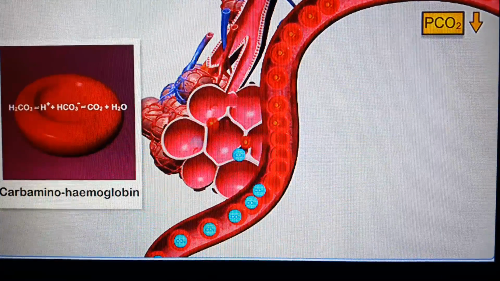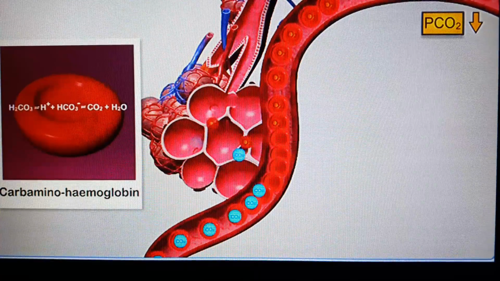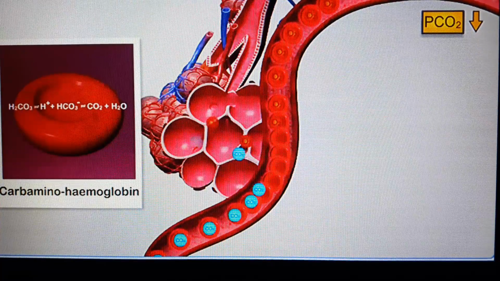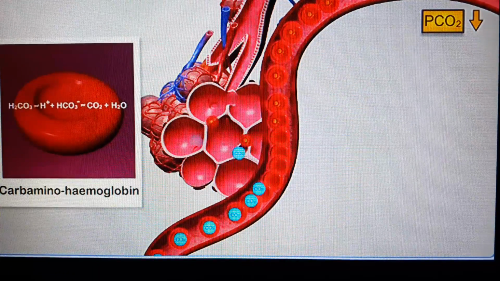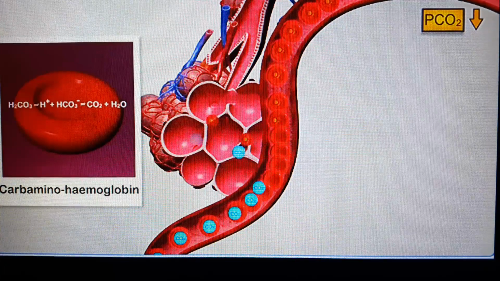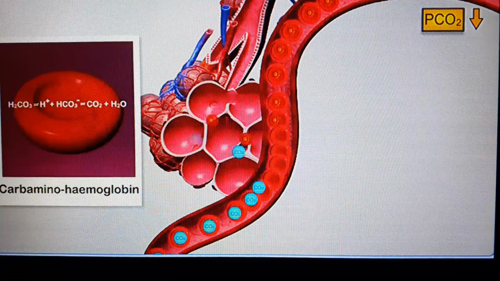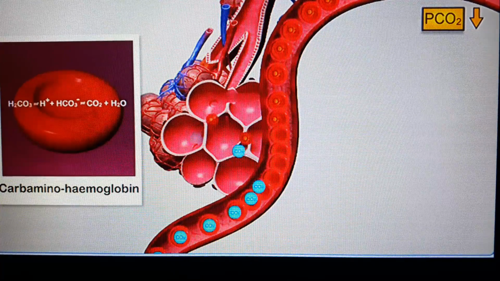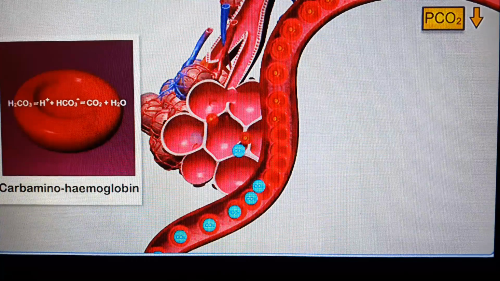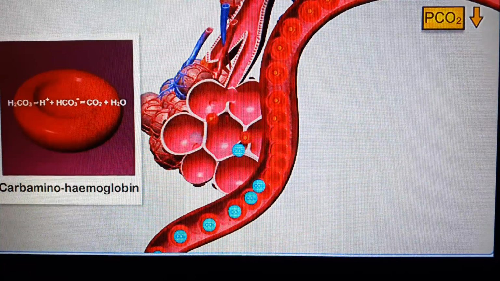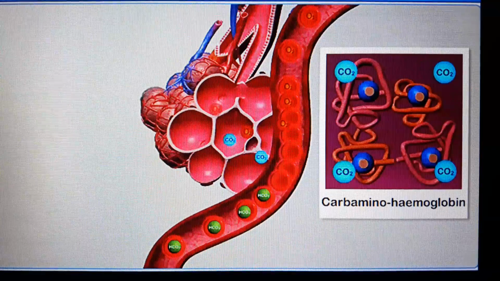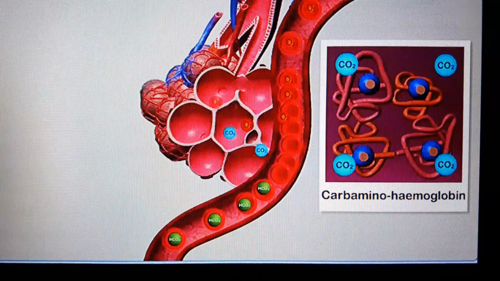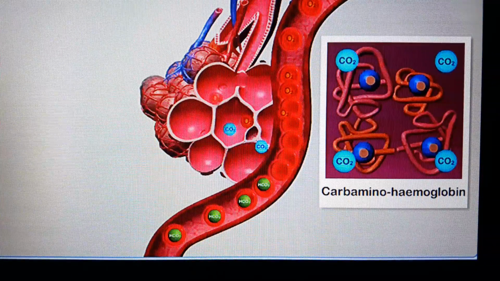And this is the second site of diffusion of carbon dioxide, where carbon dioxide diffuses into the alveoli from the blood. At this site, where PCO2 is low, the reaction proceeds in the opposite direction, leading to the formation of carbon dioxide and water. Thus, carbon dioxide trapped as bicarbonate at the tissue level and transported to the alveoli is released out as carbon dioxide. Every 100 ml of deoxygenated blood delivers approximately 4 ml of carbon dioxide to the alveoli.